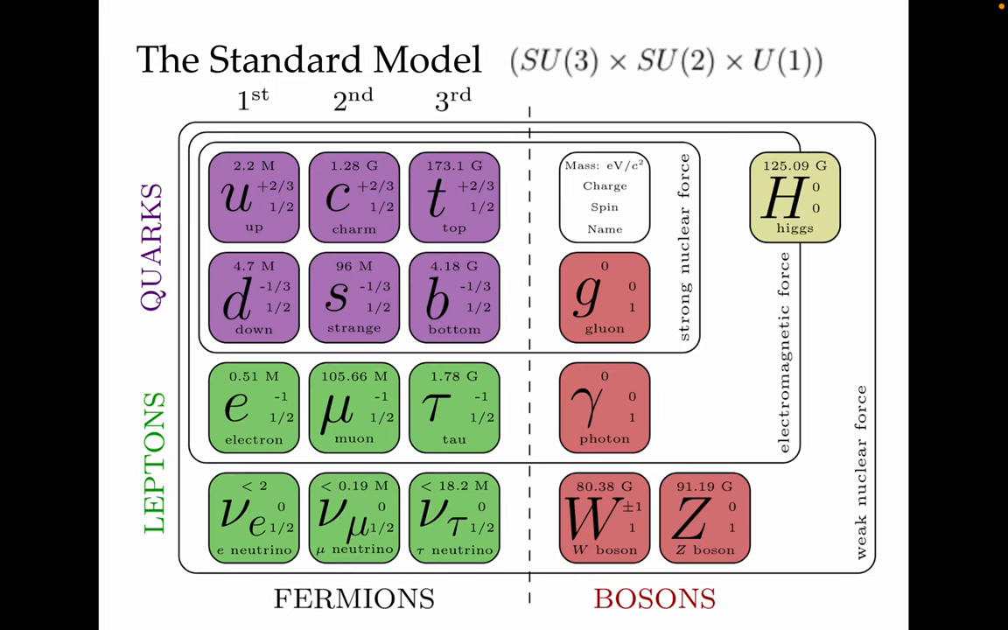These 3 groups provide the foundation for the standard model as it is today. The standard model can be thought of as SU3 cross SU2 cross U1. But what do these symmetries actually look like? Let's go through a few simple examples.